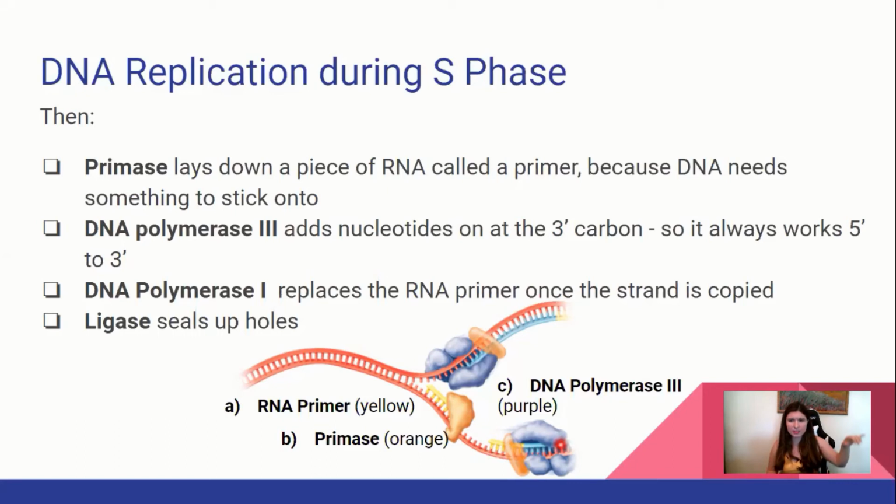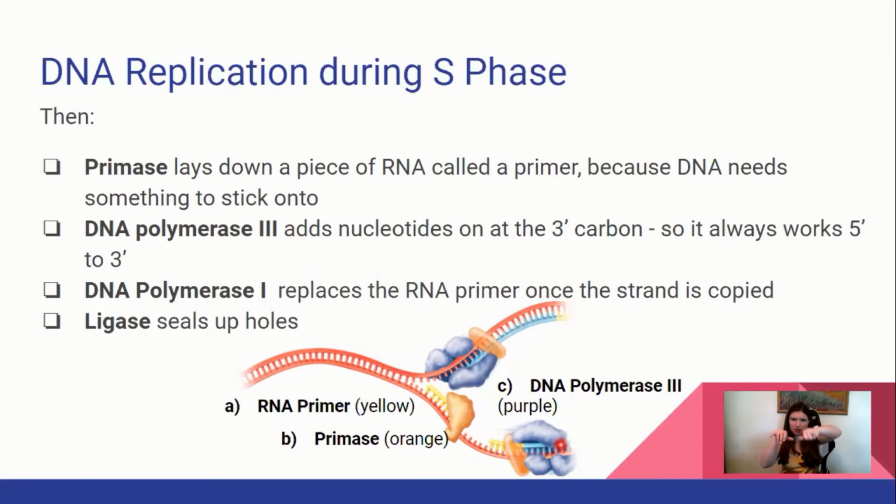So DNA polymerase 1 goes through, it pulls off those pieces of RNA primer. Now we can lay down some little nucleotides where the primer was because we have stuff to bind them onto, because we've already laid down DNA. So there are DNA nucleotide neighbors that we can put covalent bonds onto. And ligase is basically going to seal up these holes.